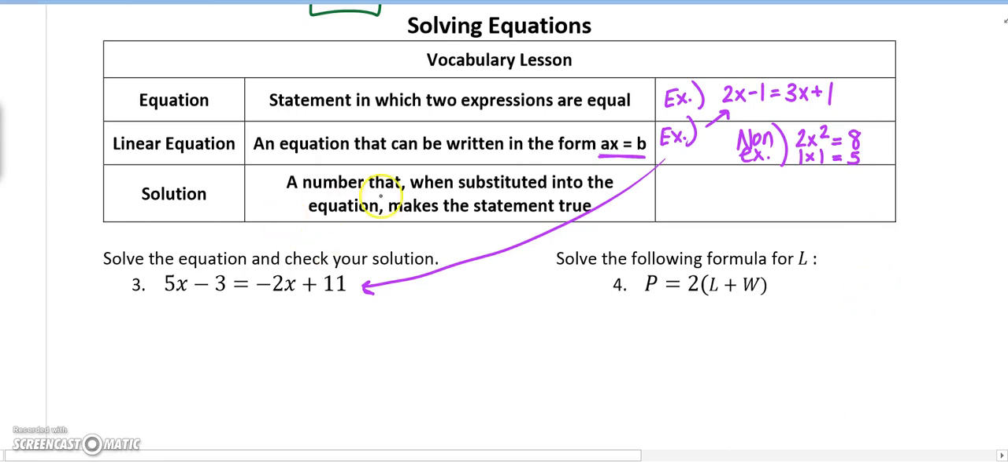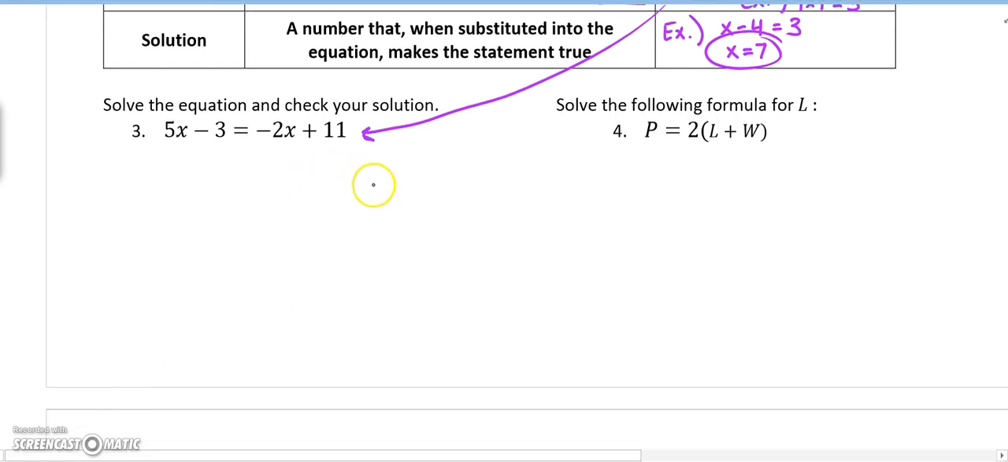Okay? And then a solution is a number that, when substituted into the equation, makes the statement true. So if I gave you, for example, x minus 4 equals 3. Well, the solution would be the number that, if I took away 4 from it, would give me 3. Well, that number is 7. Right, so that would be my solution. Alright, let's try a couple examples.